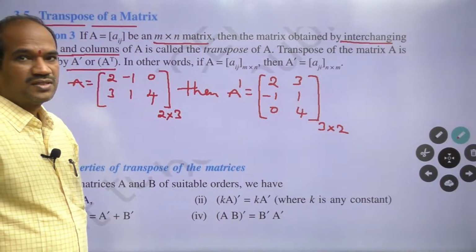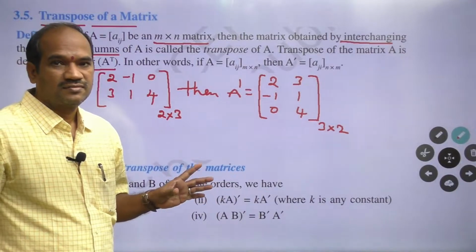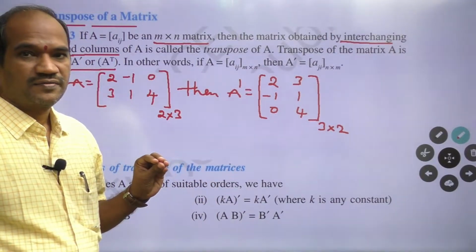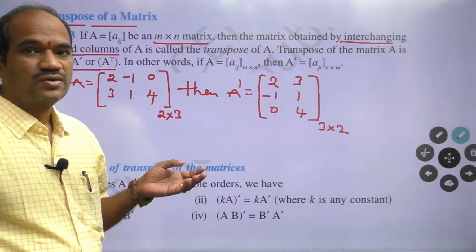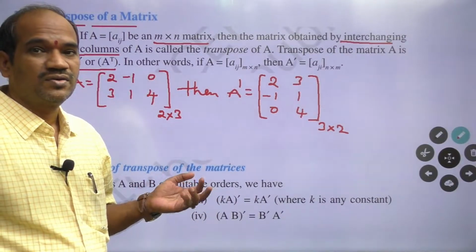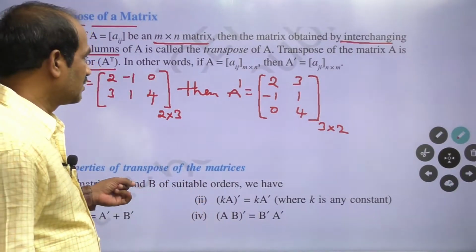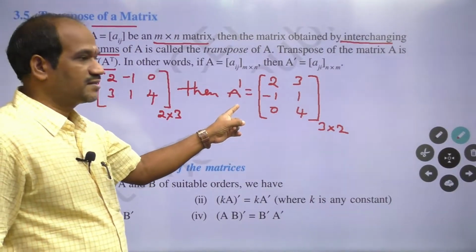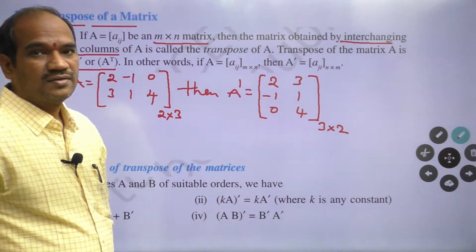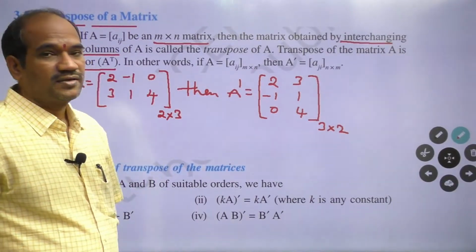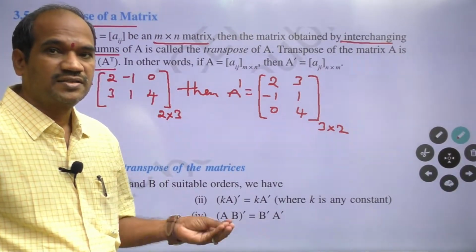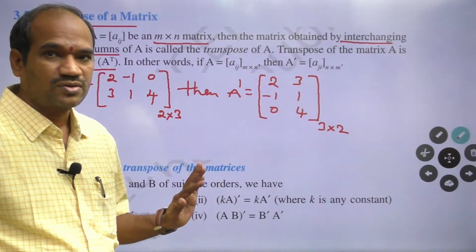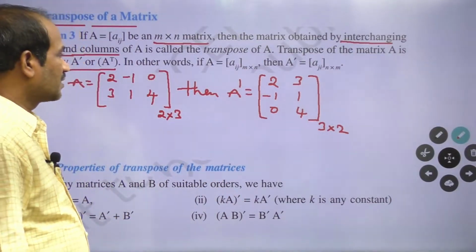Transpose of a matrix, definition: interchanging rows into columns. This is the example, the transpose of the matrix. The transpose of the matrix means interchanging rows into columns.